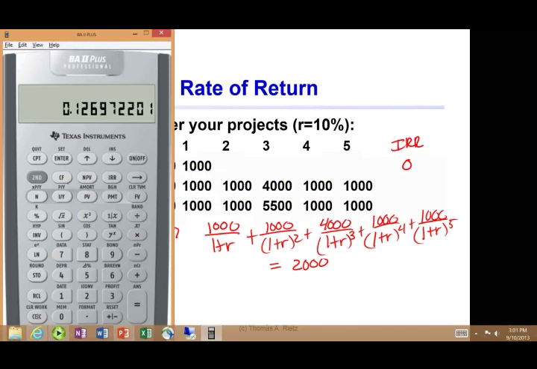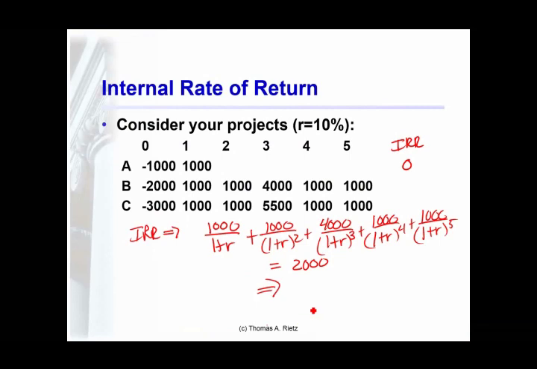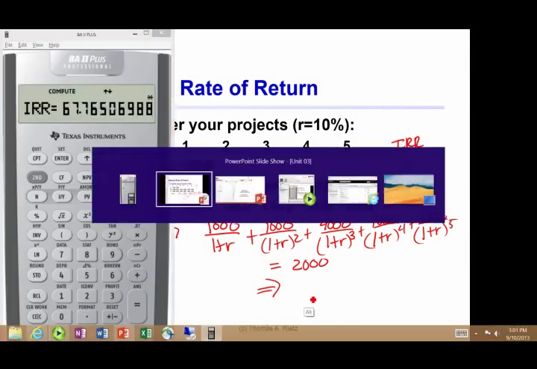What you do is you enter the cash flows for the project, in this case $2,000 cost, negative today, 1,000, 1,000, 4,000, 1,000, 1,000, and then to get the answer, you just press the IRR and compute. Now your calculator finds the internal rate of return, the return on investment, that is closest to 0. So in this case, it's 67.77.